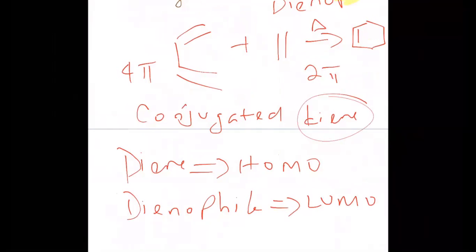I think I only sent you the video dealing with conjugation and molecular orbitals. So what I'll do is I'll send you a Diels-Alder video after class for Wednesday, and then we'll pick this back up on Wednesday. And we'll talk about the transition state, HOMO-LUMO overlap, and we'll work through some examples.